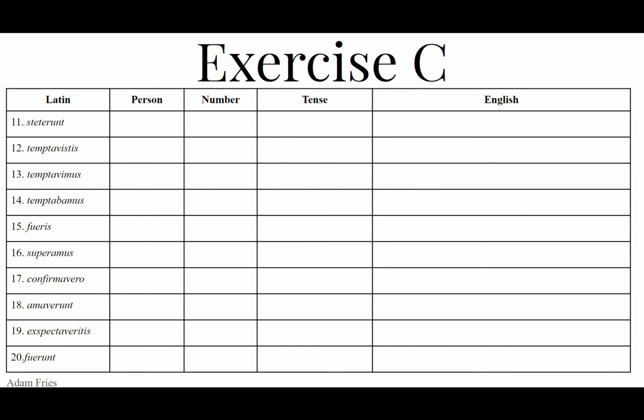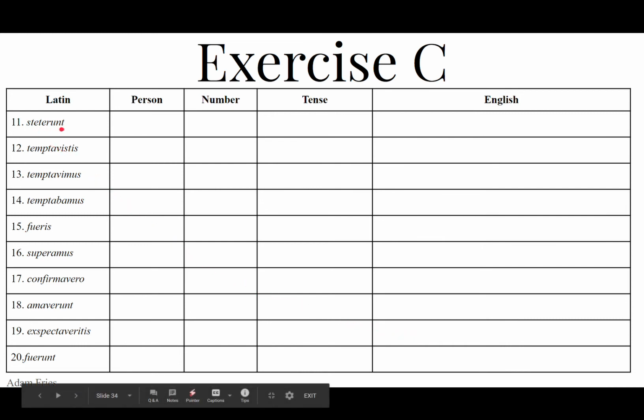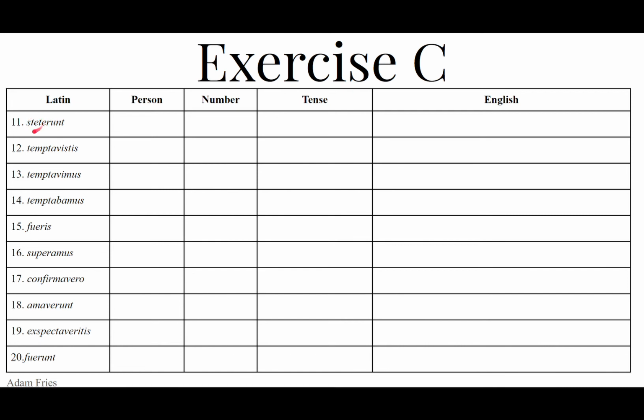11. Staterunt. Well, I see that erunt ending, and that is the third principal part of sto, stare, steti, status. There's the perfect stem. Staterunt, third plural, perfect. They stood. They have stood. Don't say standed. They did the thing.